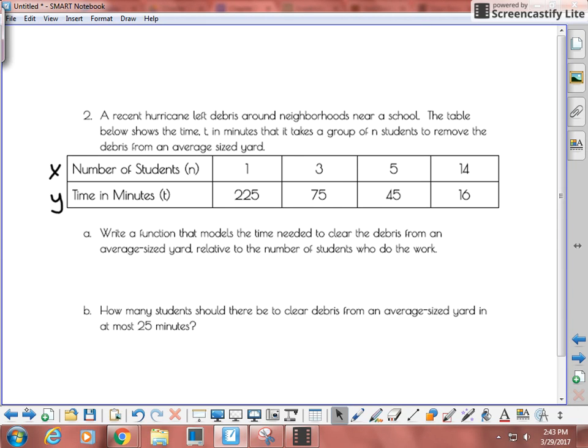So we need to look at what kind of relationship this is first. So look at your values. As the x's go up from 1 to 3 to 5 to 14, then the time goes down. So I went from 225 down to 16. So as one goes up, the other goes down, that's going to be inverse. Okay, so we know that our inverse equation is what we want to work with here.